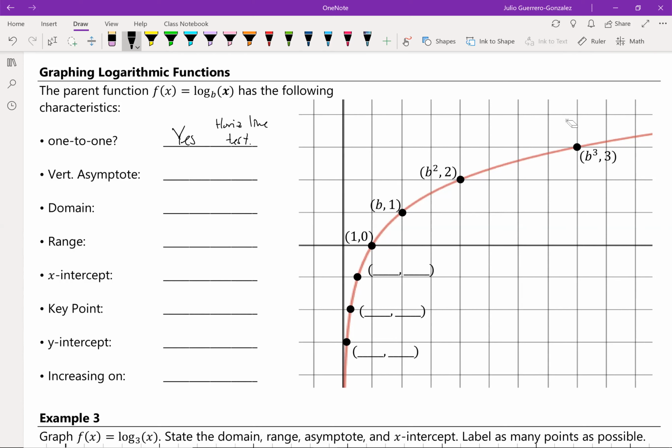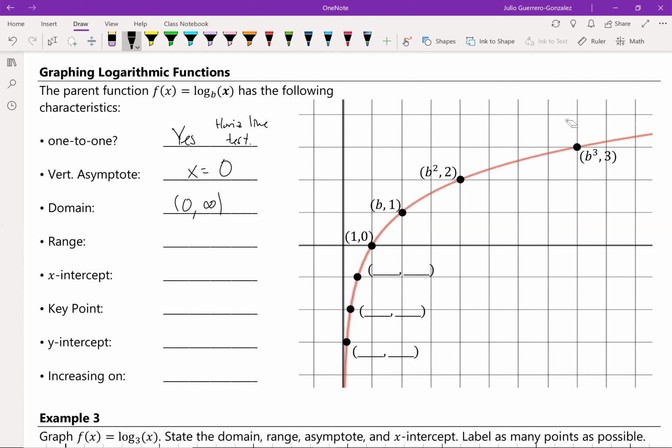Okay. Vertical asymptote, where's it at? 0. Right. So the vertical asymptote for this is always at x equals 0. The domain for it. 1, 2, 3. So where does my graph go? To infinity. Right. My graph starts at x equals 0 and goes off to infinity.